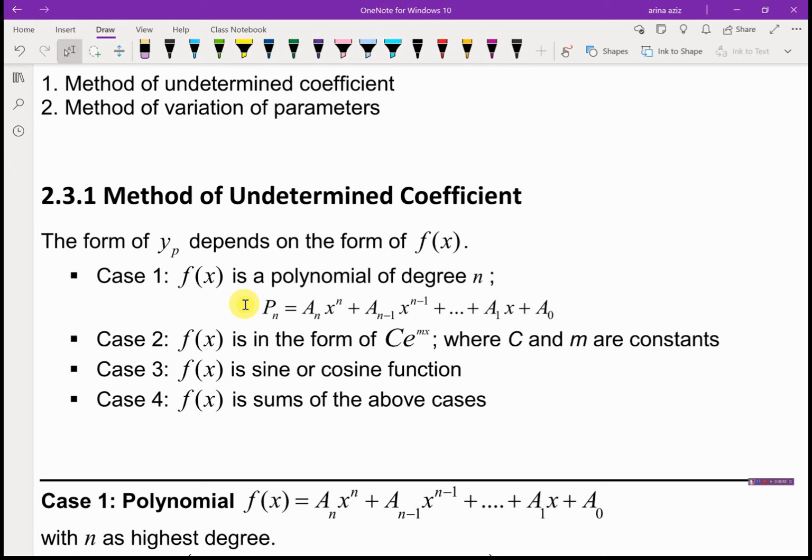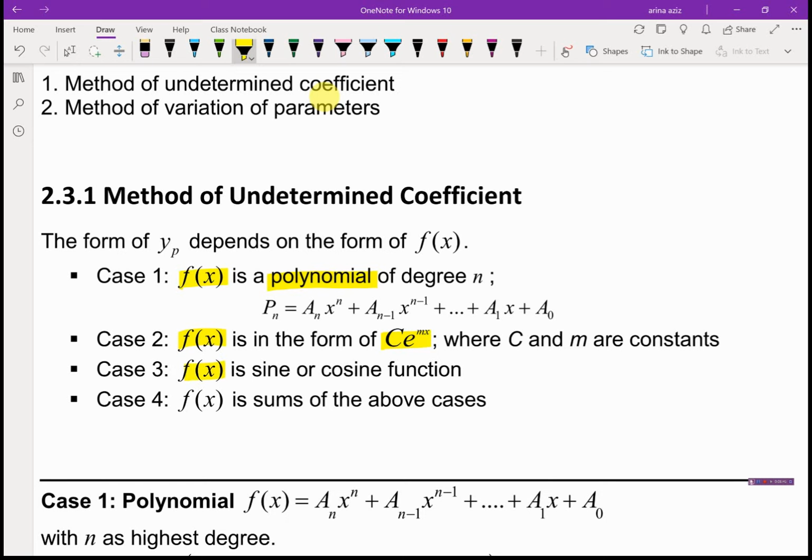This method has a limitation because there are only 3 types of functions in f(x) that we can use to apply the method. The first case that we can consider is when the f(x) here is a polynomial. When f(x) is a polynomial, we can use the method of undetermined coefficient. The second case is when f(x) is exponential. We can use the undetermined coefficient.